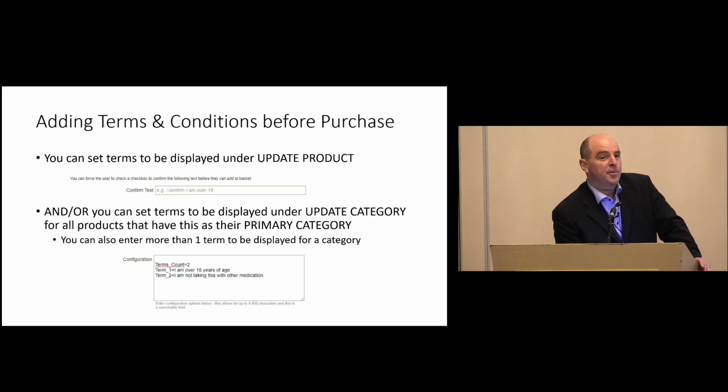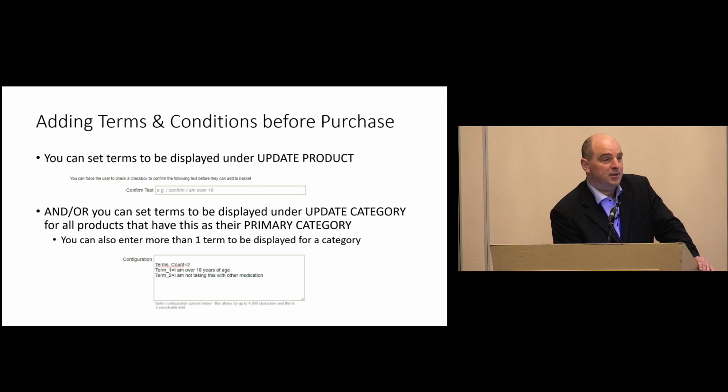Accepting terms and conditions before purchase. This has been around for a while, in that if you click update product on your website admin, you can put in what the text is that they have to accept. But there's a new feature that we trialed from a few months ago, which is there's a configuration option under a primary category. And if you put in, say, those settings there, term count equals 2, and then you put in term 1 equals this and term 2 equals that, that will show those terms. You can have 3, 4, as many terms as you want.